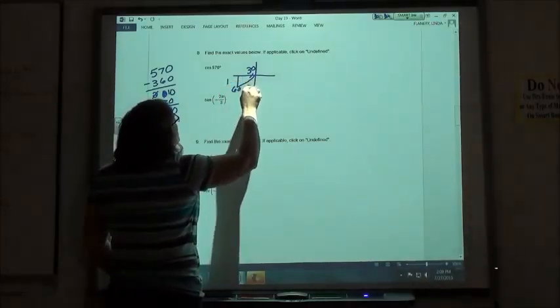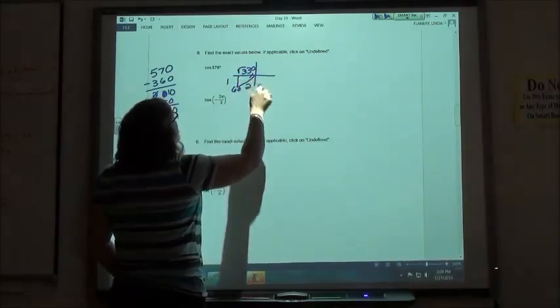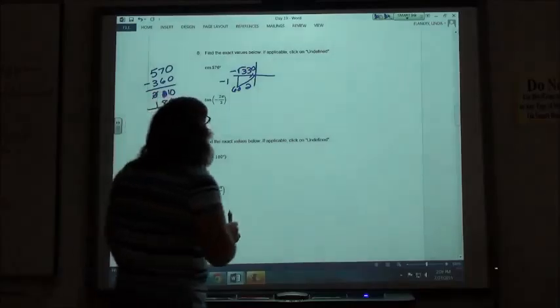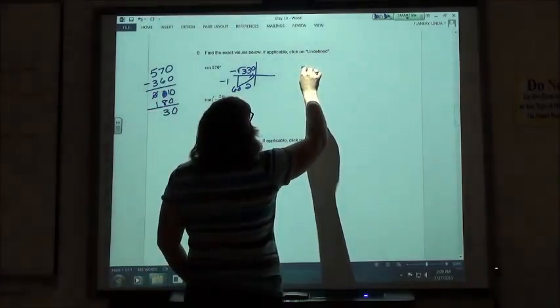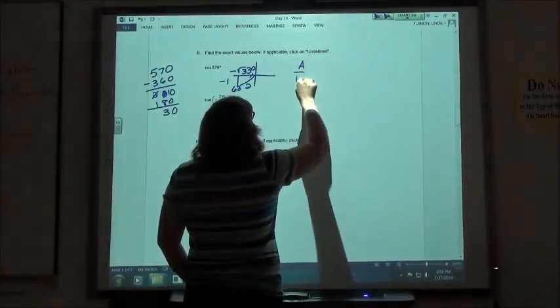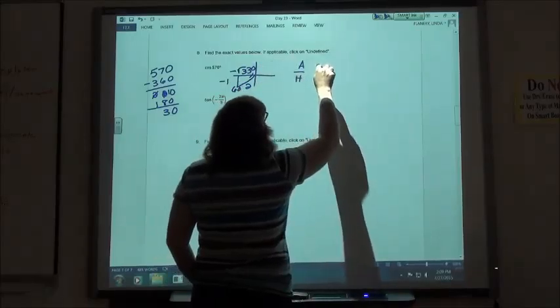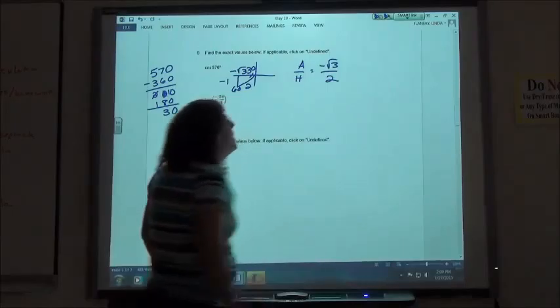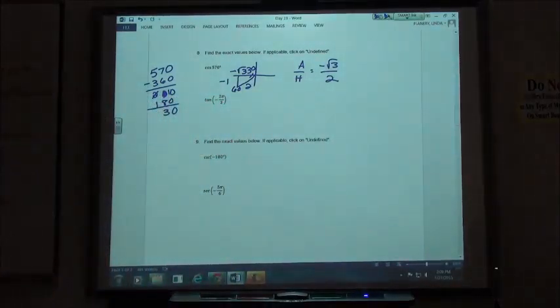So 1, 2, square root of 3, that would be negative, that would be negative. So for my cosine, I have the adjacent over the hypotenuse. The adjacent is negative square root of 3. The hypotenuse is 2. So I just get negative square root of 3 over 2.